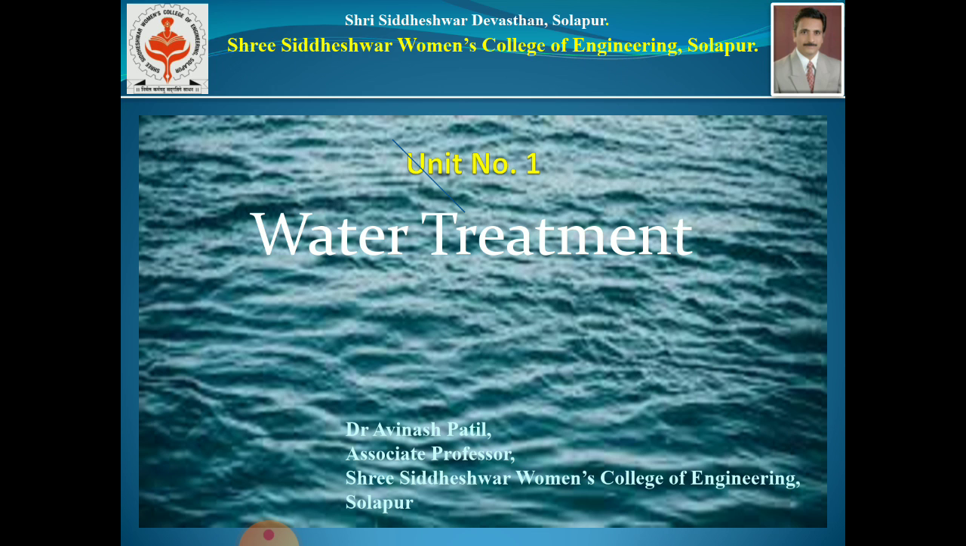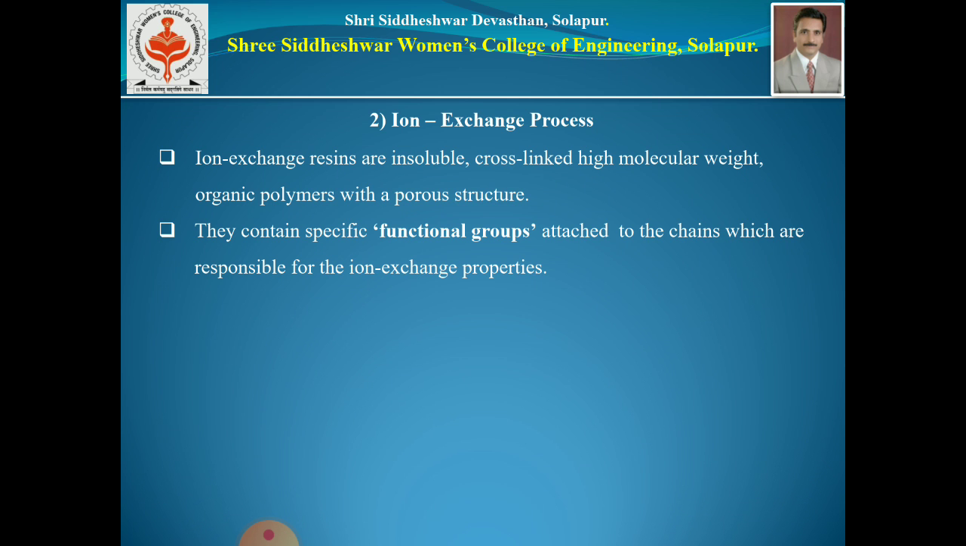Hence, a modified process is developed, that is the ion exchange process. In this, ion exchange resins are used. These are a white granular powder having a cross-linked high molecular weight organic polymer structure. They contain specific functional groups attached to the chains which are responsible for the ion exchange properties.